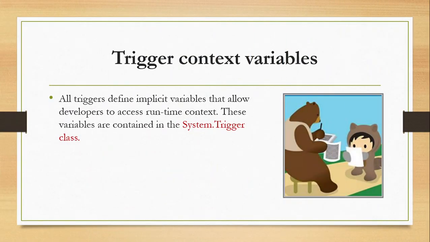Trigger context variables: all triggers define implicit variables that allow developers to access runtime context. These variables are contained in the System.Trigger class. Here are the trigger variables: Trigger.isBefore, isAfter, Trigger.isInsert, isUpdate, isDelete, isUndelete, Trigger.size, Trigger.isExecuting, Trigger.new, Trigger.old, Trigger.newMap, Trigger.oldMap, and Trigger.operationType.